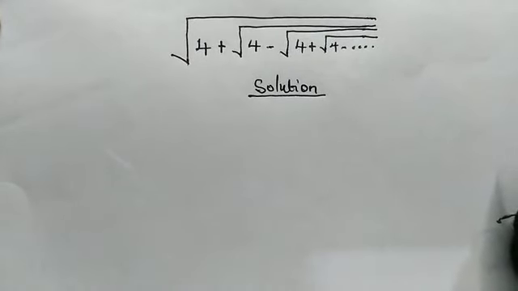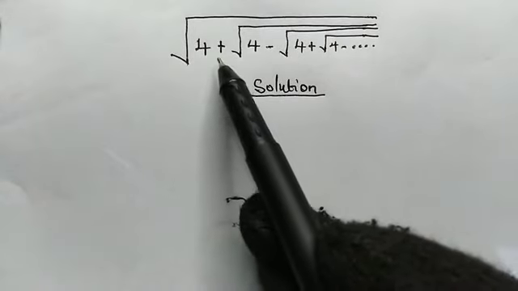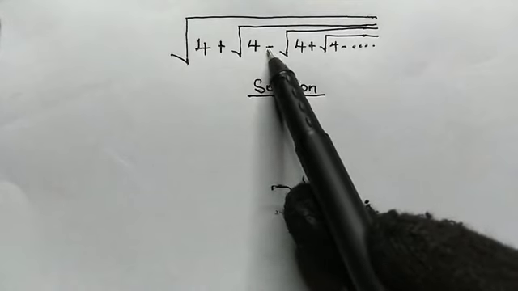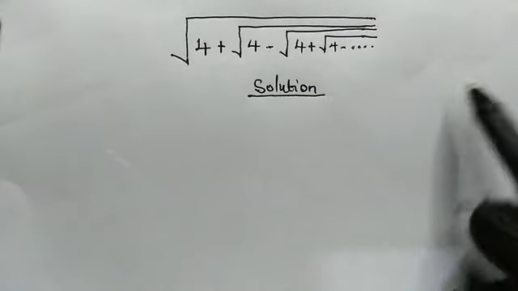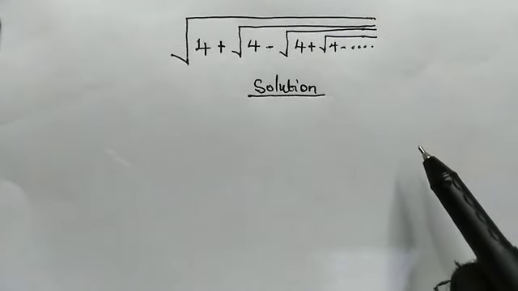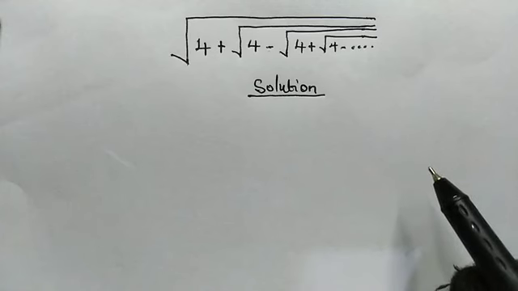Today we have this infinite nested radical involving root of 4s, and surprisingly we have 4 plus here, and here we have 4 minus. Here we have 4 plus, and here we have 4 minus. The question here is, how can we find the exact value of this infinite nested radical? Now let's get into the video.